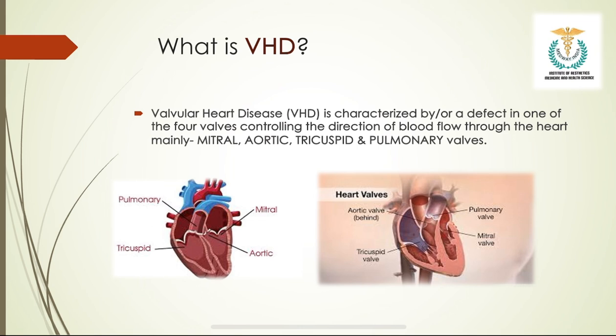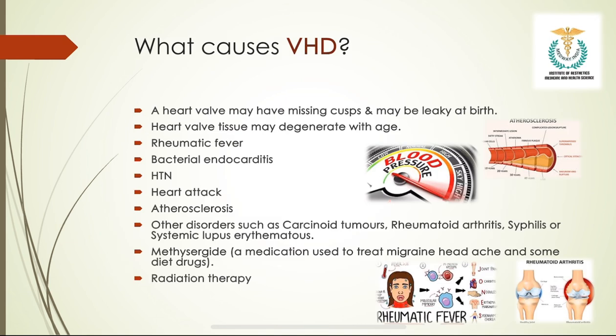There are four heart valves: mitral, aortic, tricuspid and pulmonary valves. These valves make sure that blood always flows in the forward direction and there is no backward leakage. So if there is any defect in one of these four valves, there can be a defect in controlling the direction of blood flow through the heart structure.